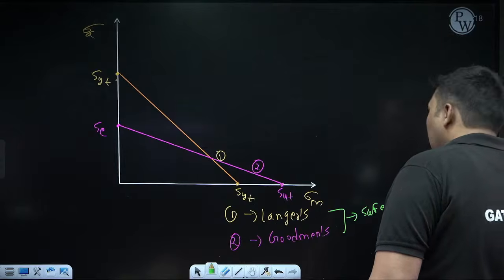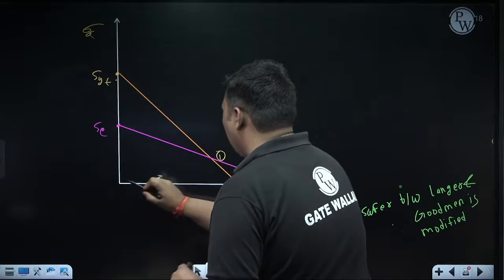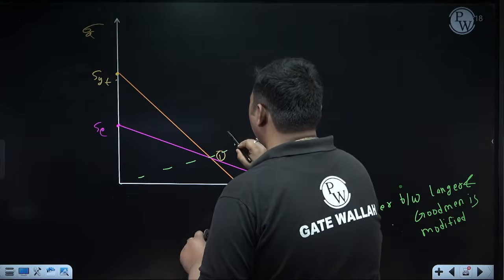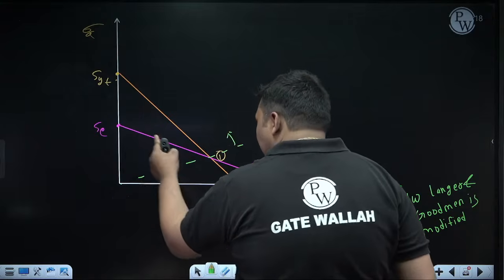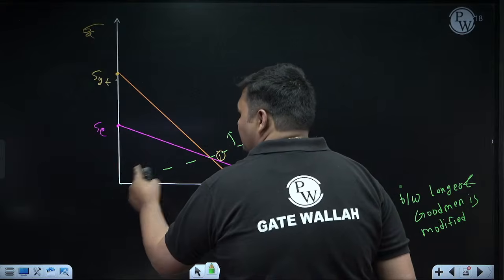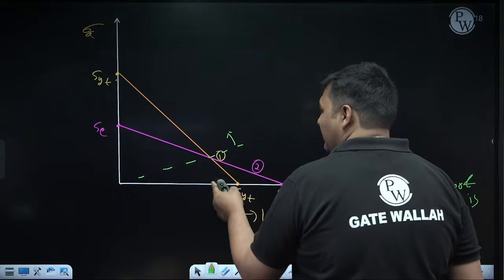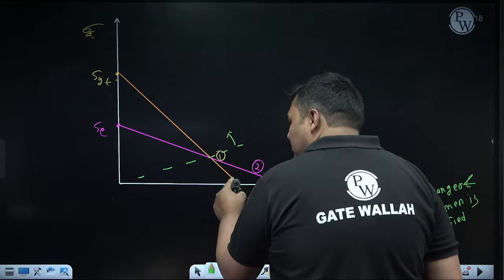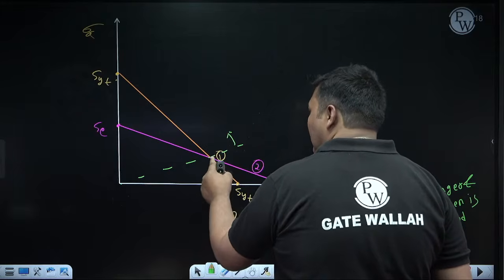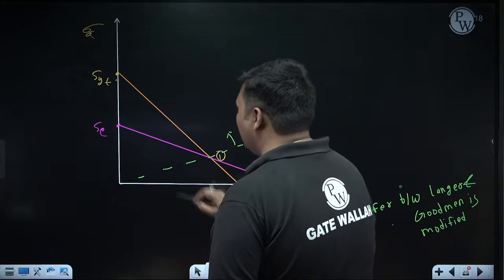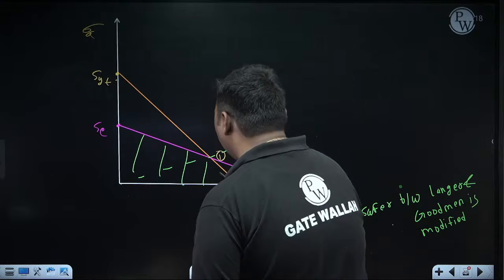That is sufficient. Like here in this graph, if you do analysis in this region, Goodman is more safer because in this region Langer's safety is less. So in this region, the Goodman result is modified Goodman. In this region, Langer is more safer because Goodman's safety is less here. So in this region, Langer is modified Goodman. This is the safe region as per modified Goodman criteria.